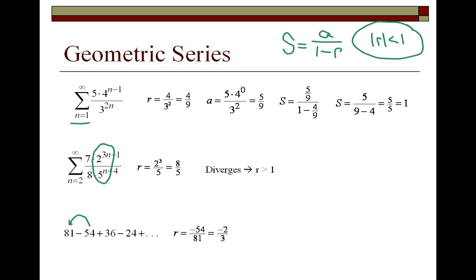Again, the absolute value of r equals 2/3. That's less than 1. Converges. So now I'm going to find my sum. Well, I need to know what a is. Well, a is just the first term. It's 81. So it's 81 over 1 minus negative 2/3, which becomes 1 plus 2/3. Multiply top and bottom by 3. You get 243 over 3 plus 2, which is 5.